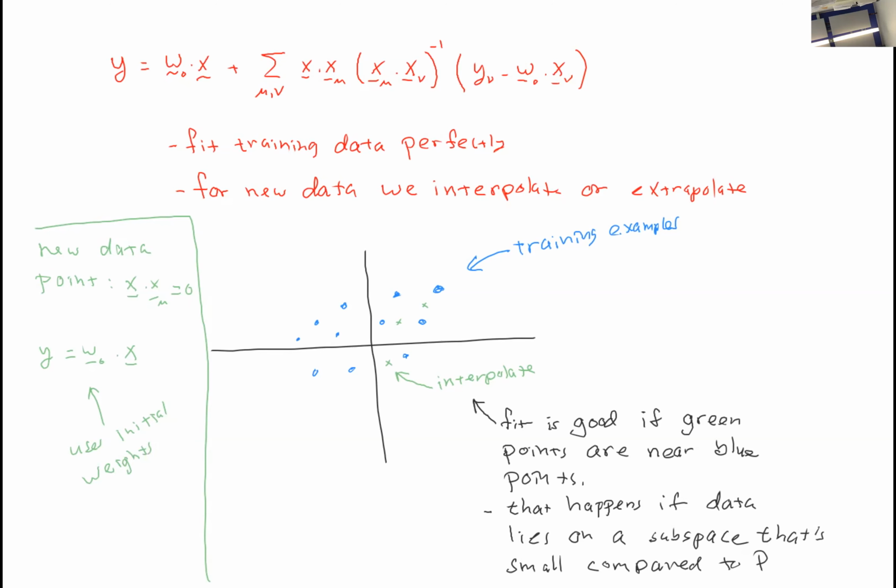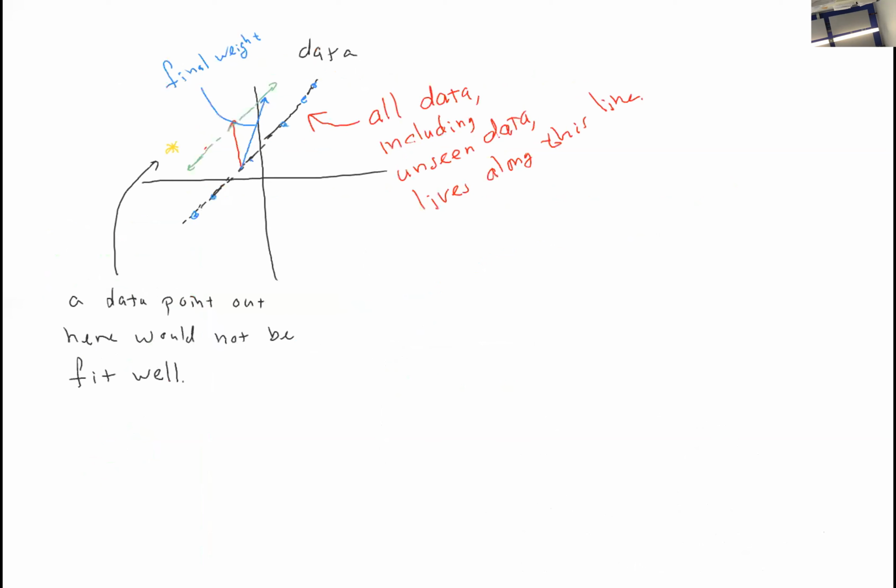And that basically corresponds to this yellow point here, right? The yellow point here is off the manifold. And for that, you use the initial weights. You use the initial weights in this direction. And so you're just basically at chance.